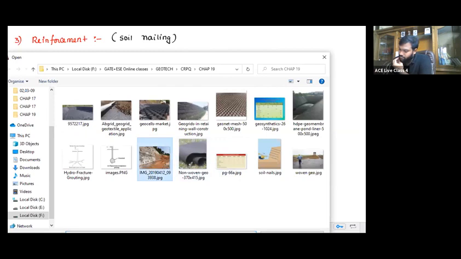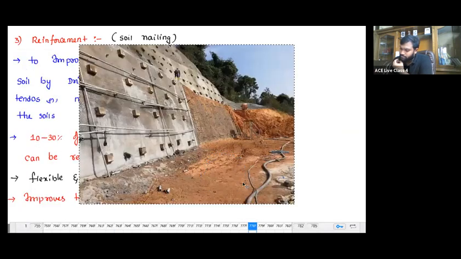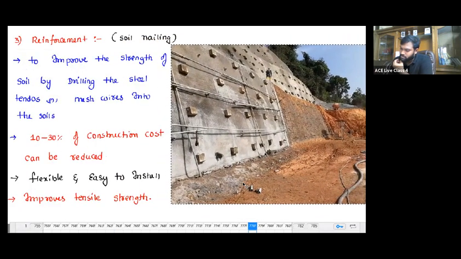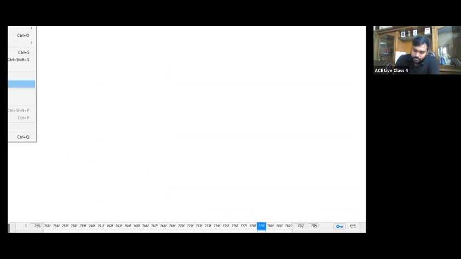whatever the phase I'm showing you here, this is nothing but soil nailing. You observe, this is the nail, soil nailing. Sir, how have they prepared it like this? You can see a set of nails there, right? How are they going to be prepared like this, sir? They will be preparing.